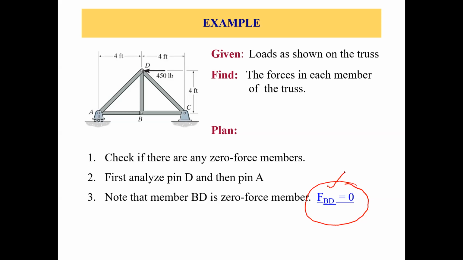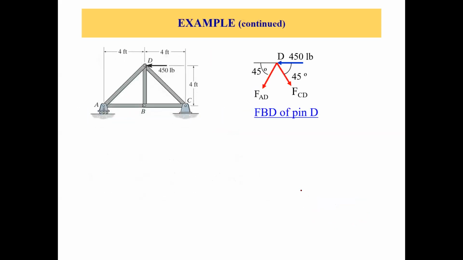But we have only 2 equations, sigma Fx and sigma Fy. So can we solve joint A? No, the answer is no, right? So let's start from joint D, because we only have 2 unknown forces, DC and DA, because we already know that DB is out. It's a zero force member. Okay, so let's start from joint D.